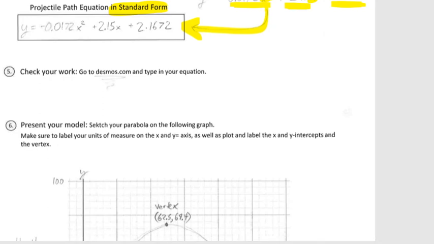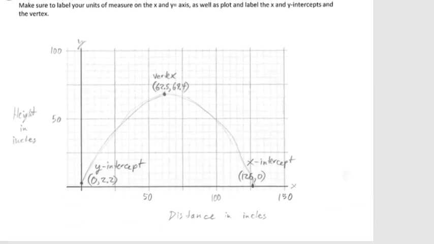The 5th step says we're going to go to Desmos.com and type in that equation. Once you type it in, hopefully it shows you a graph of your equation, a parabola that should look something like that, starting really close to the point 0, 0, only a little bit above it because our projectile was a little bit above the ground when it was sitting in the catapult. And then, of course, your vertex, the middle point of the projectile path, and then the landing point, the x-intercept.